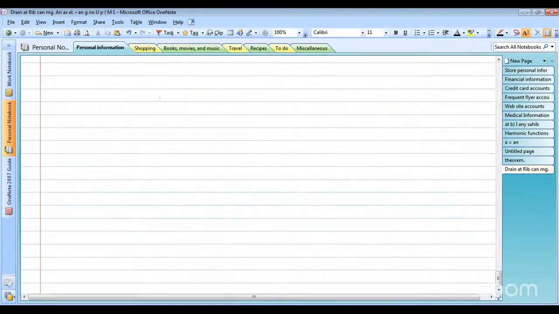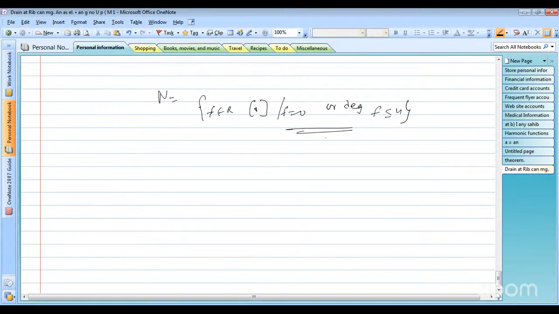So therefore I am writing here N is equal to {f belongs to R[x] such that f is equal to 0, or degree of f is less than or equal to n}, where n is a fixed non-negative integer here. So therefore non-negative integer here we are taking.